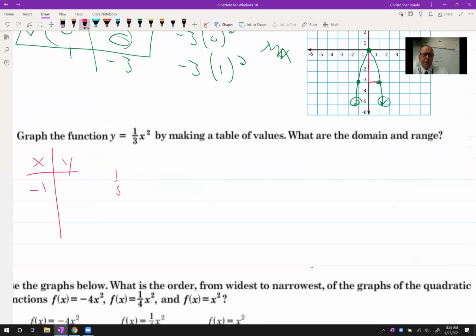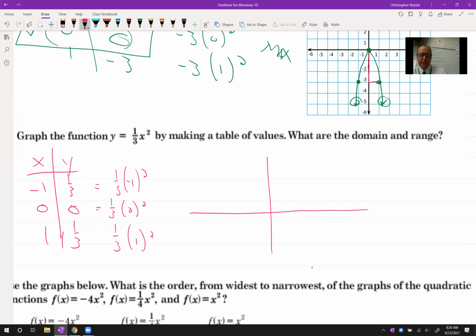-1, that's going to give me 1/3. 0 is going to give me 0. I'll write it here again in case you need to see it. Right, 0 squared is 0 times 1/3. And what's going to happen with 1 squared? We're going to get 1/3. Okay, so I can still make this table, and that's always a good idea. 0, 0, 1, 1, 1. So at -1, I'm at 1/3, and at +1, I'm at 1/3.